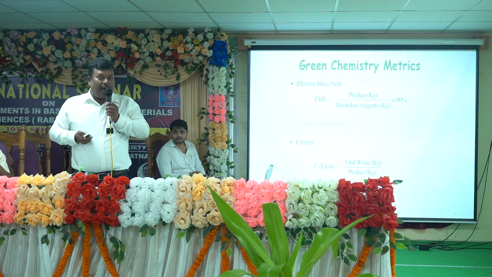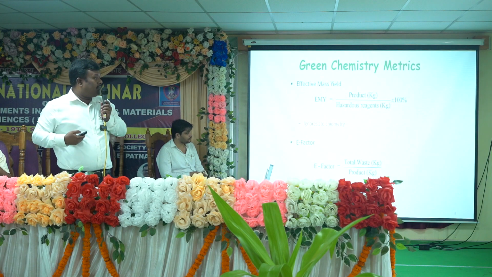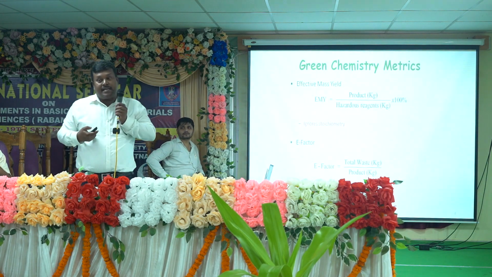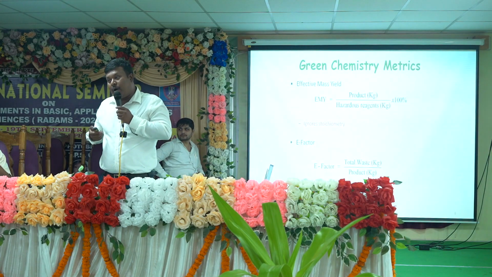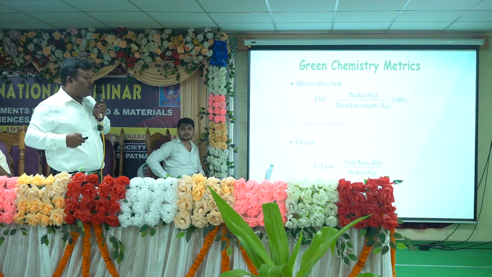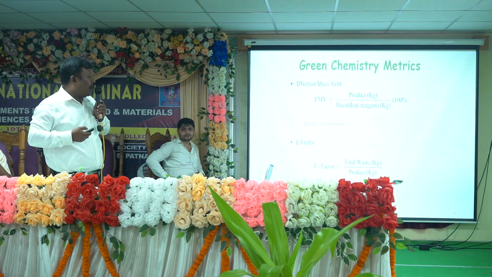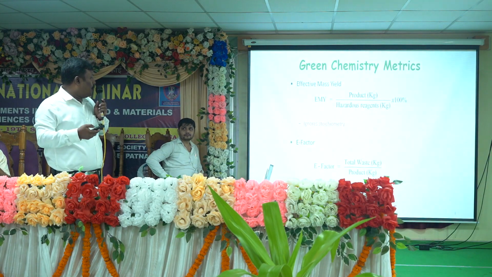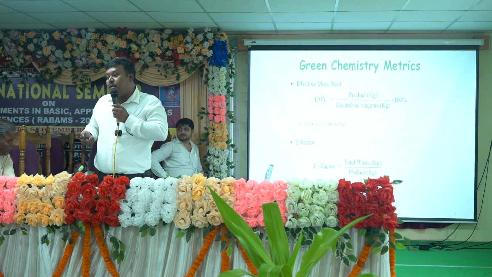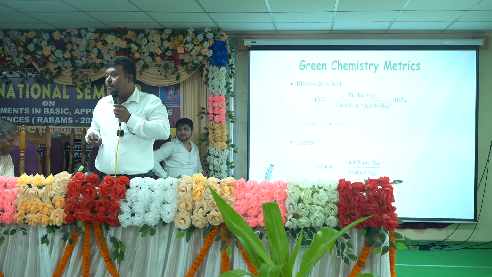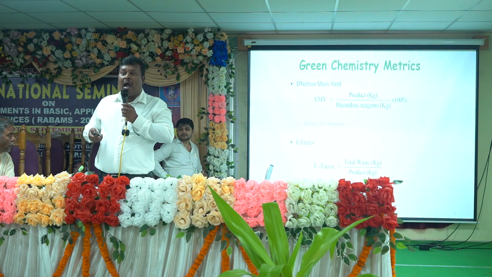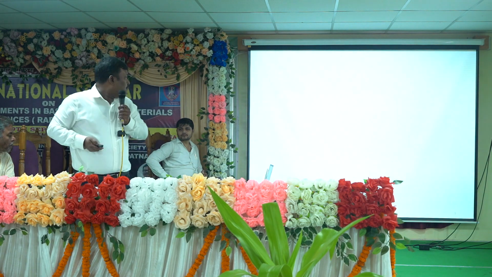Similarly, there are various other parameters we use, like the effective mass yield, which is basically the ratio of the product in kilograms divided by the hazardous reagent produced during the process in kilograms, multiplied by 100. That is known as effective mass yield. Another factor we frequently use is the E factor. E factor is the total amount of waste generated in kilograms divided by the total amount of product in kilograms, and the lower the E factor, the better the method. So these are the green metrics used to know how green a process is.